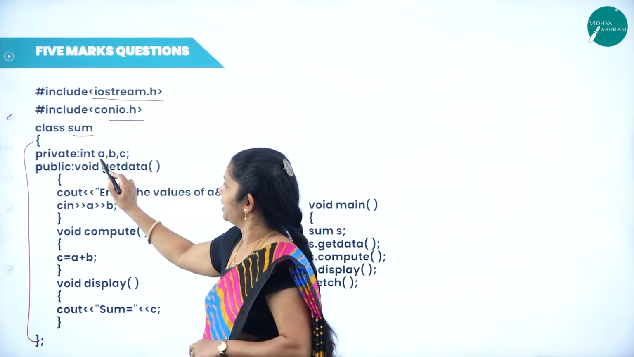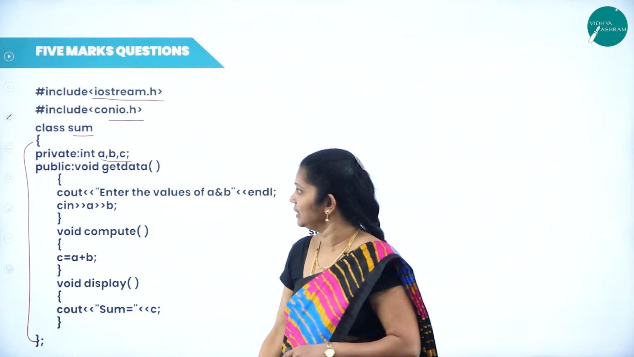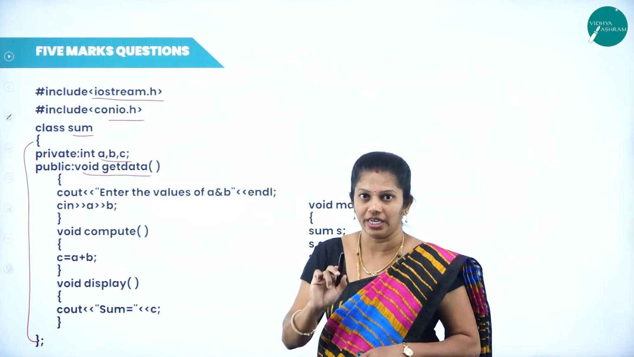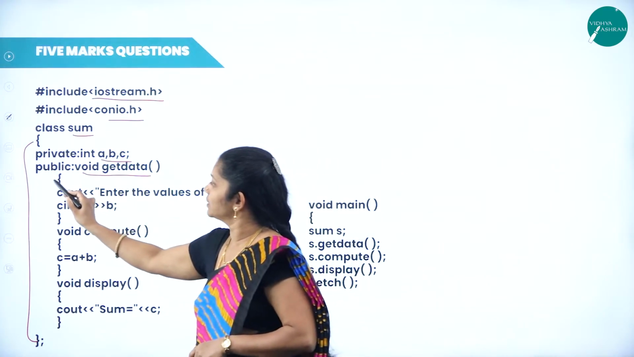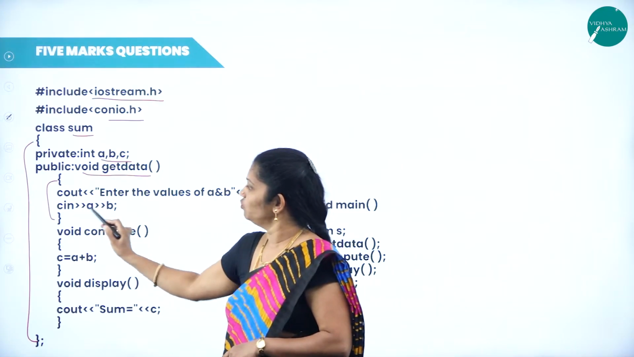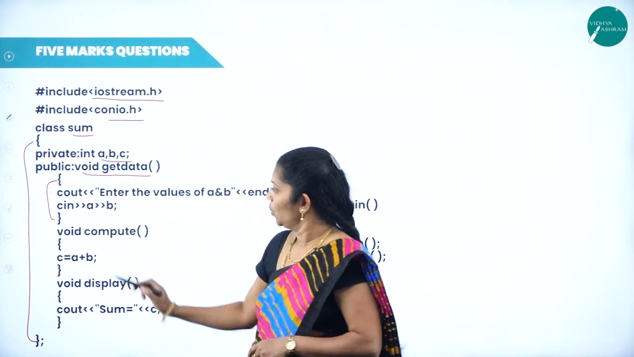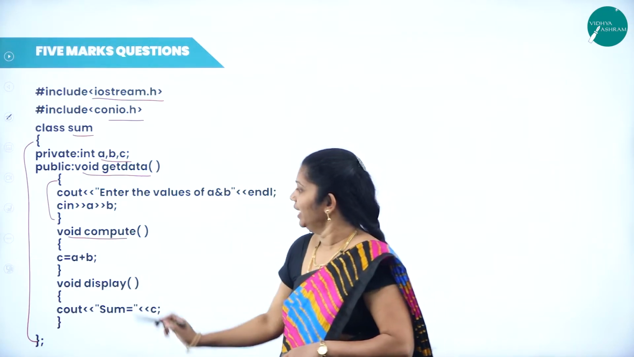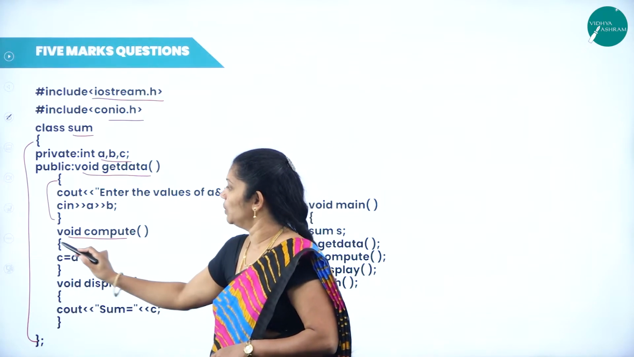In the private section I am declaring 3 variables A, B, C. Then in the public section, void getdata is a function. Inside this function we enter the value of A and B. Then we will input these 2 values. Next, for calculation, we are taking the void compute function. Here we are doing the calculation, that is C equals A plus B.